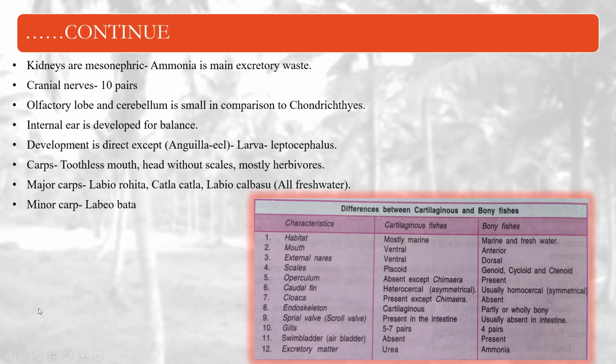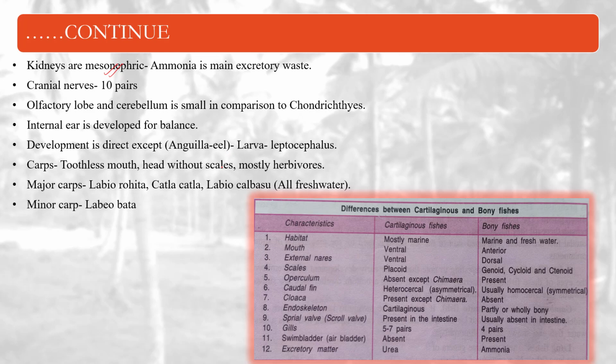Now coming to the next point: kidneys in bony fishes are mesonephric. In cartilaginous fishes, you got to know that some of them reabsorb urea to maintain osmotic pressure. Means that was the metanephric kidney. So in bony fishes the kidney type is mesonephric and ammonia is the main excretory waste, while in cartilaginous fishes urea is the main excretory waste.